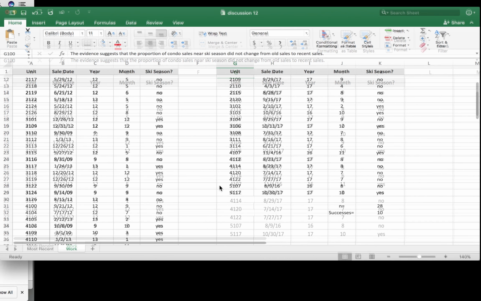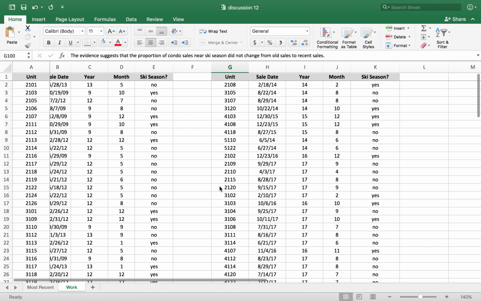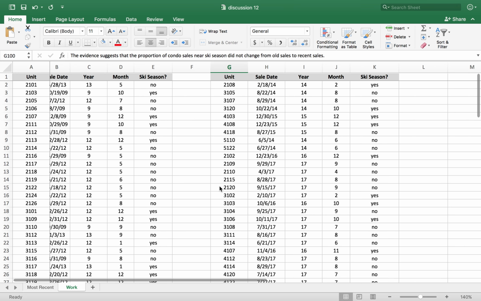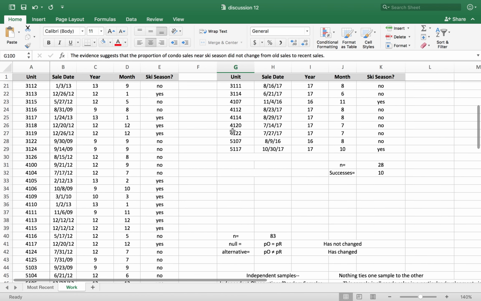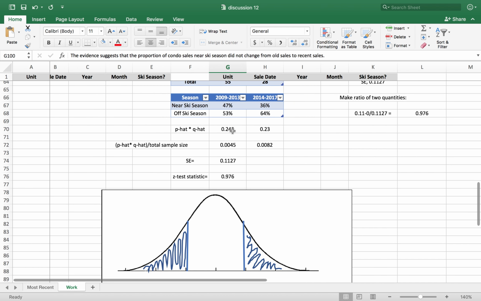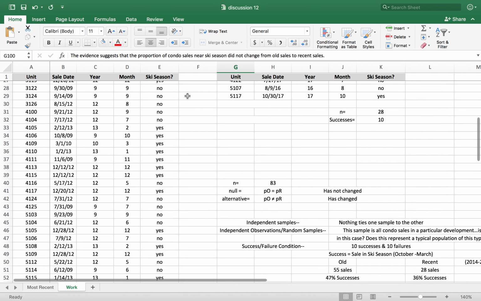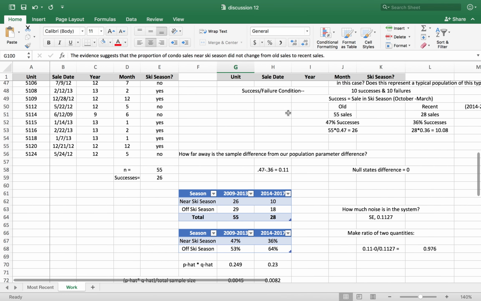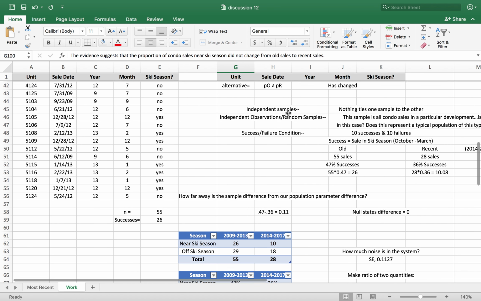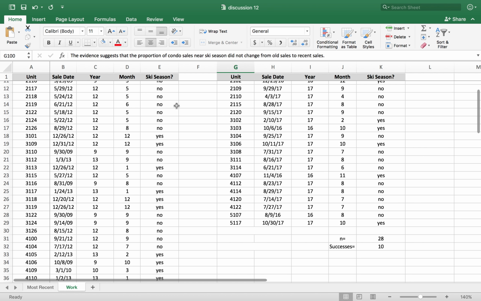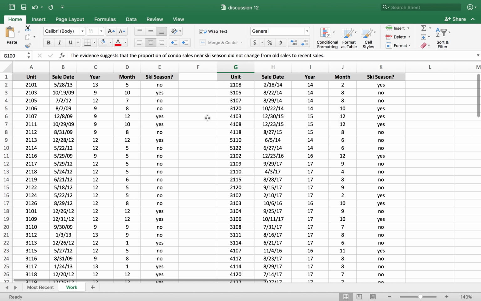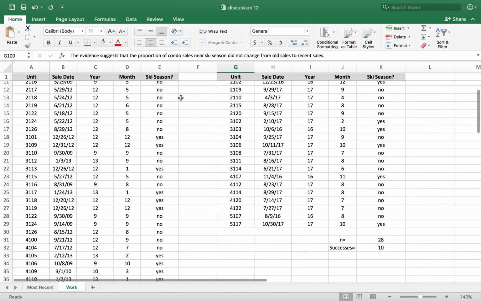My discussion question was talking about the z-test for proportion, using two samples to find proportion. This is from chapter 20, and what I decided to do was use the same material from lecture, which was looking at condo sales during the ski season.